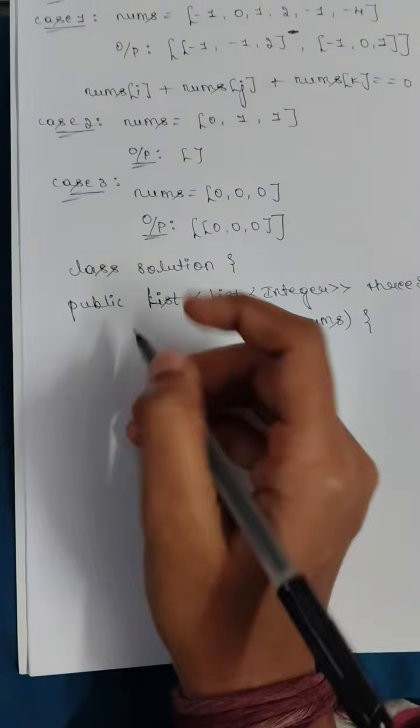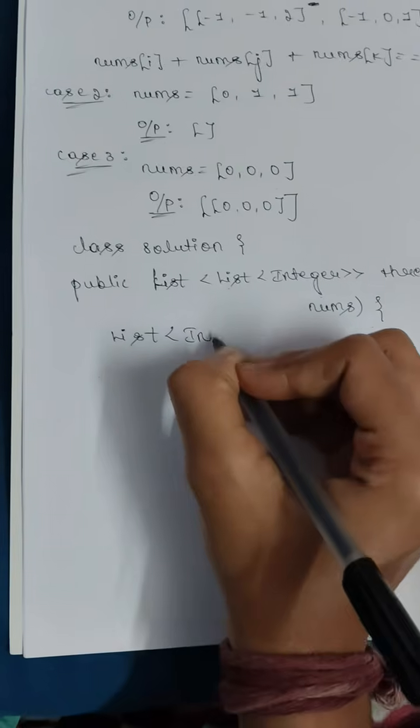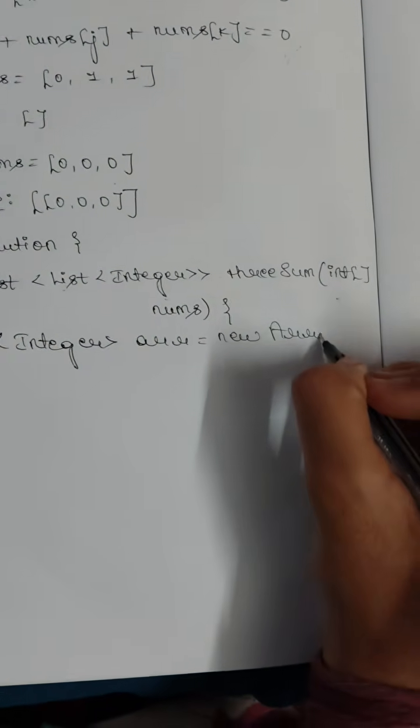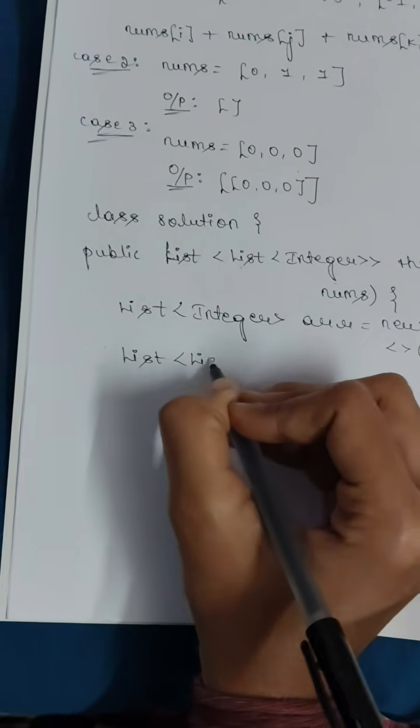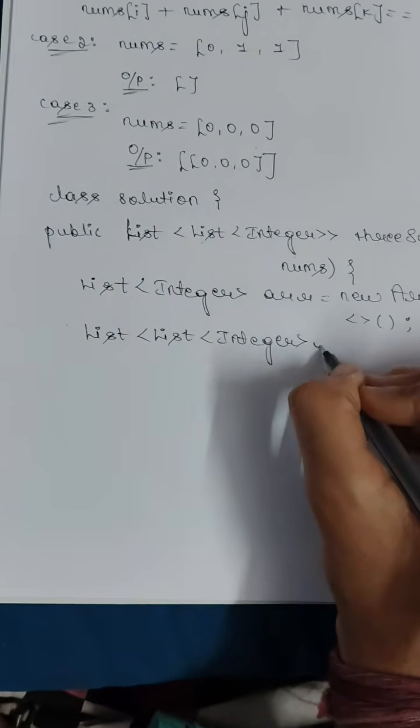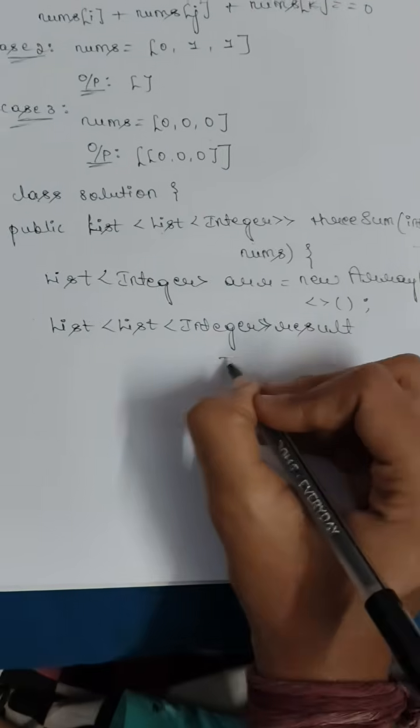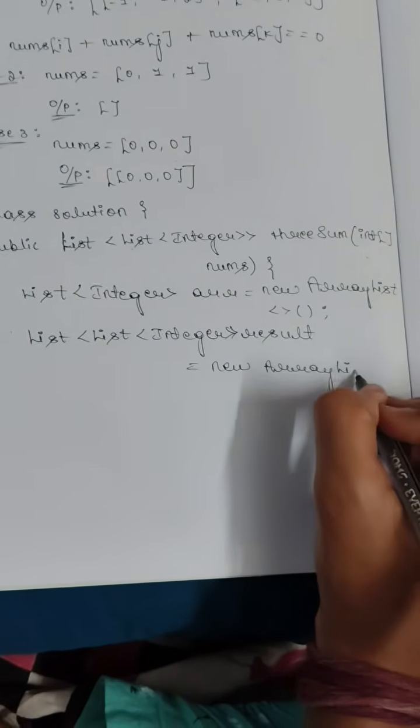First, I defined a list which contains integers. So for example, I'll take that as array equal to new ArrayList. Okay. Now let me create another list of integers. I'll take that as result, and it should be equal to new ArrayList.